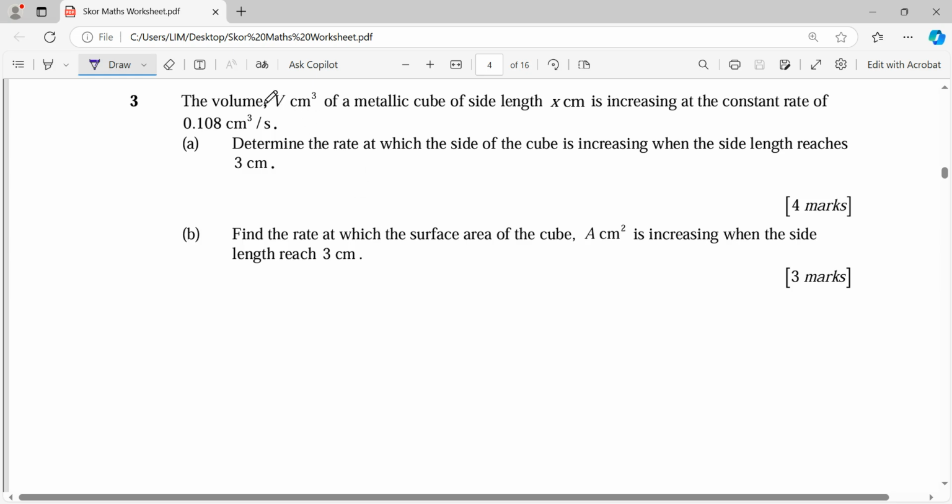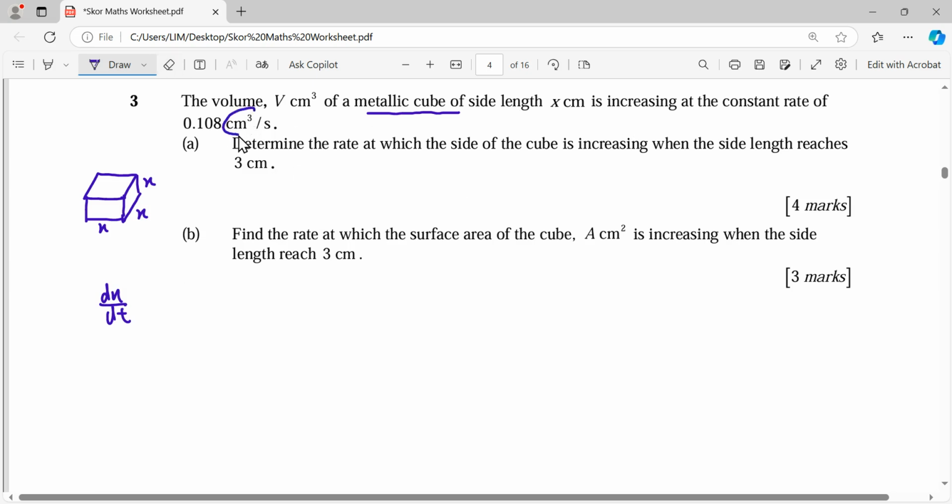So first of all, we read the question, we identify our unknown, and identify the shape. The shape here, they are stating this is a metallic cube. Therefore, this is a cube shape. If the side length is x cm, so for a cube, length, width, and height are all the same, x cm, increasing at the constant rate. So the constant rate here is dx/dt. Is increasing at the constant rate.